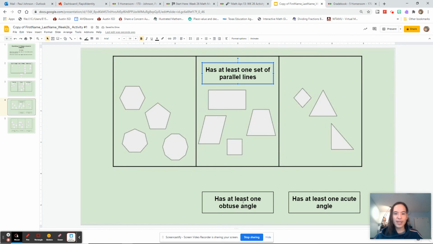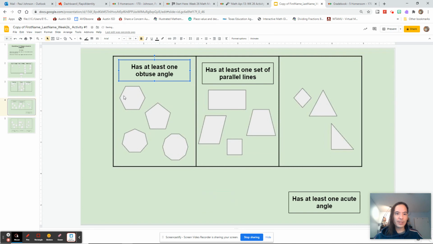All right, now we need to find at least one obtuse angle, right? At least one obtuse angle. And remember, all of these big polygons over here, like the 7-sided heptagon, the 10-sided decagon, the 5-sided pentagon, or the 6-sided hexagon, they all have at least one obtuse angle because all of these angles here are greater than 90 degrees. All right, basically, once we get more than 4 sides on a polygon, we're going to have a lot of obtuse angles.